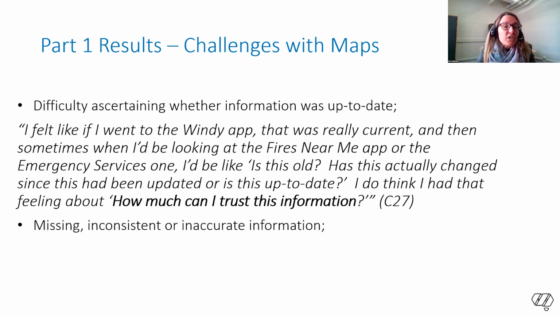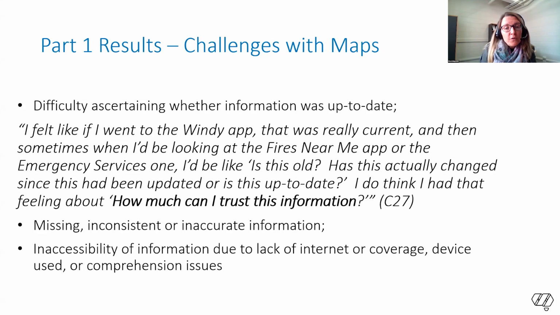There were also challenges with missing information. So if people felt that there was information that they wanted to see, but it wasn't on the map, or inconsistent information. So information that wasn't consistent across different sources or channels, or if they perceived or had confirmation that the map information was inaccurate. That was also challenging for people, and caused confusion and potential delays.